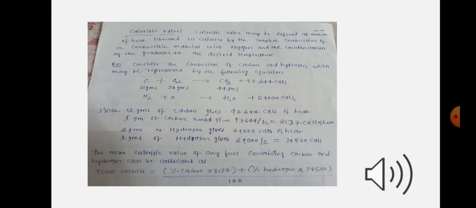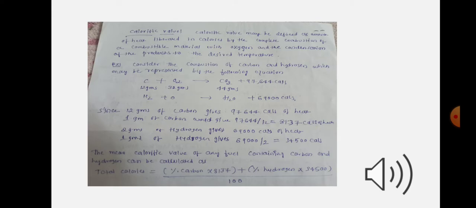Consider the combustion of carbon and hydrogen, which may be represented as carbon plus oxygen gives rise to carbon dioxide. What is the atomic mass of carbon? 12 grams. Oxygen is 32 grams, gives 44 grams of carbon dioxide. And the amount of heat liberated will be 97,644 calories. Similarly, hydrogen and oxygen give H2O, and the amount of heat liberated will be 69,000 calories.